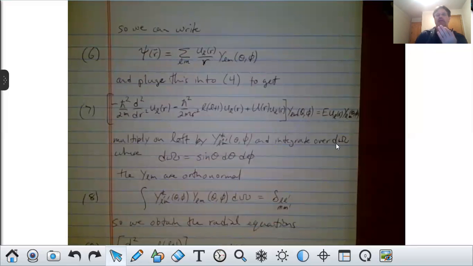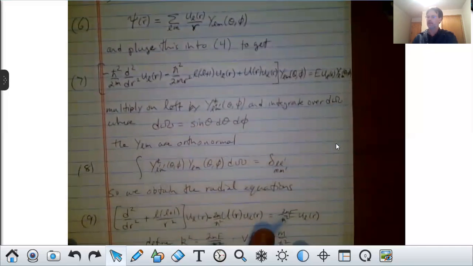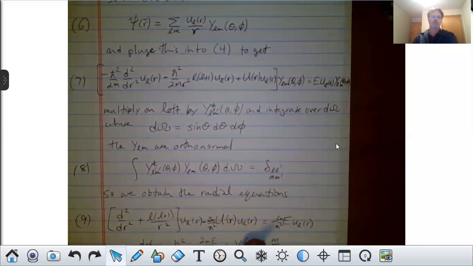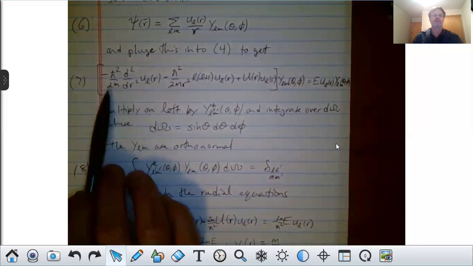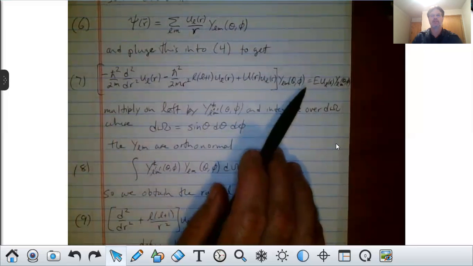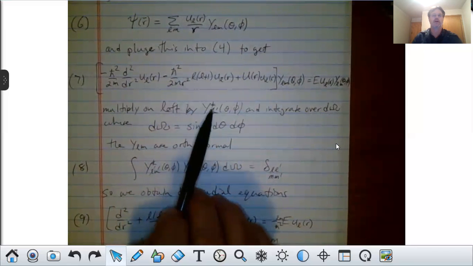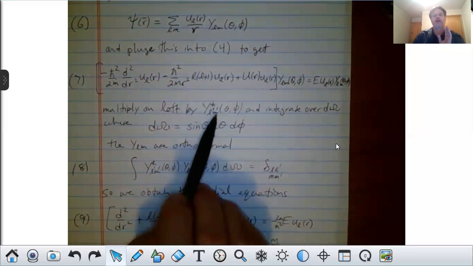But generally, one thing that you can do with these functions that are solutions to the eigenvalue problems is realize that they are what we call orthonormal. And I'm going to use that. I'm going to multiply on the left side of both sides of this equation by Y_LM star, the complex conjugate, with L prime, M prime. So they may have different values of L and M.